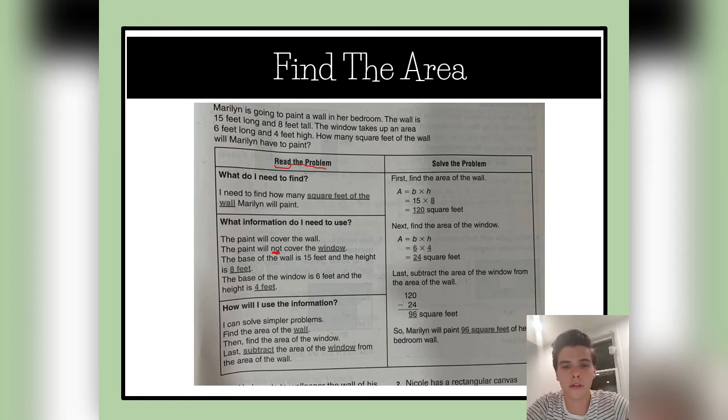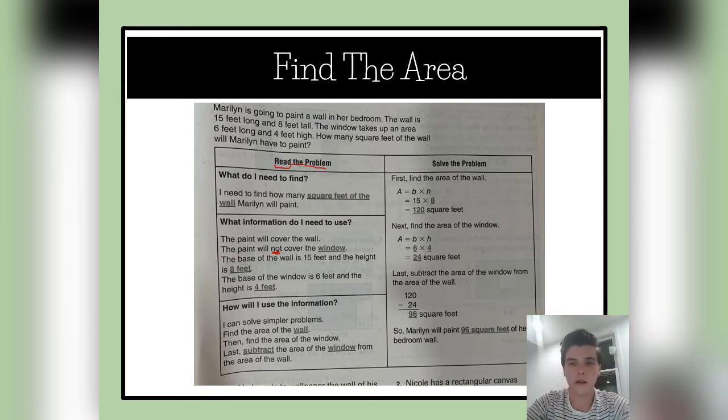The base of the wall is 15 feet and the height is 8 feet. The base of the window is 6 feet and the height is 4 feet. So how will we use this information? Well, this is where we use the strategy solving simpler problems. So the simpler problems are going to be finding the area of the wall, then finding the area of the window, and subtracting the area of the window from the area of the wall.